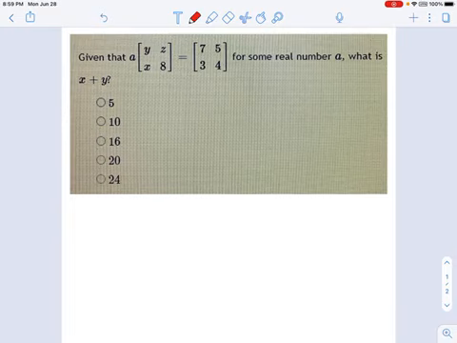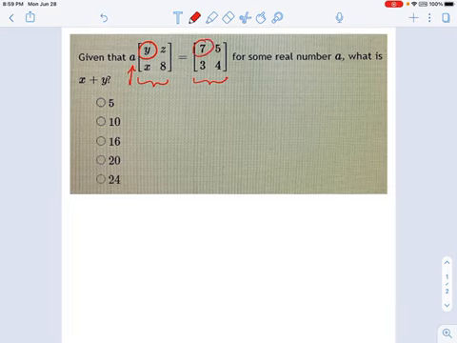I have a number A. I don't know what A is, but it's just some number. And if you multiply it by this matrix here, you'll get this matrix over here. And what matrices are, the whole reason they exist, is it's a way of writing multiple equations at once. And I want you to focus on the top left, right here.